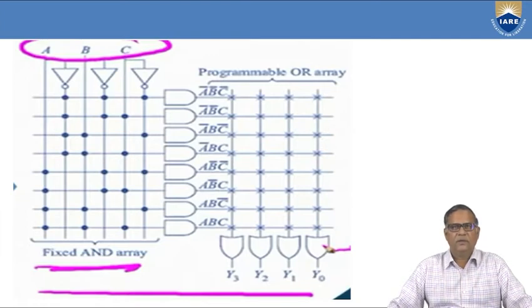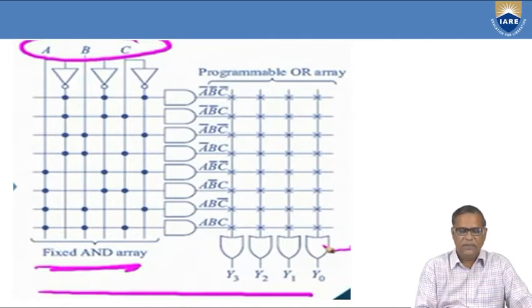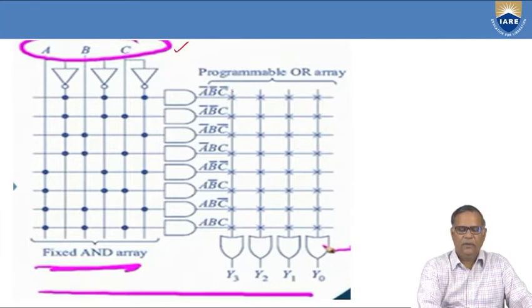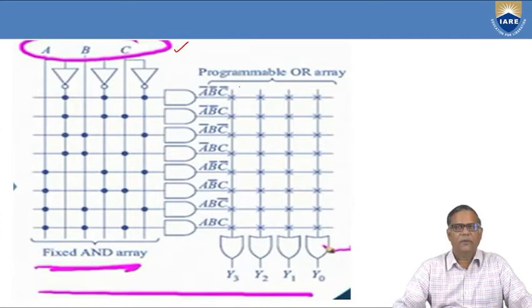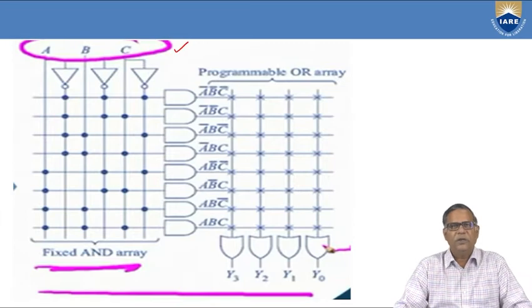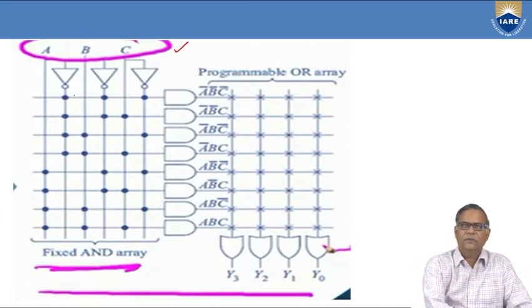Now let us see this. Here we have a programmable read-only memory. As we told, this has three inputs, and we have 8 different combinations: A bar B bar C bar, A bar B bar C, A bar B C bar, and ABC. When you have three inputs, we have 8 possible combinations, and each of the inputs and its complement are available. So this is A, this is A bar, this is B, this is B bar, this is C, and this is C bar.